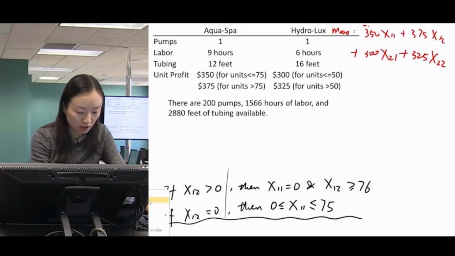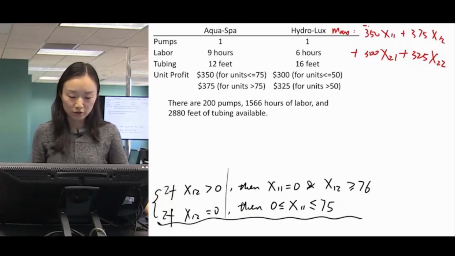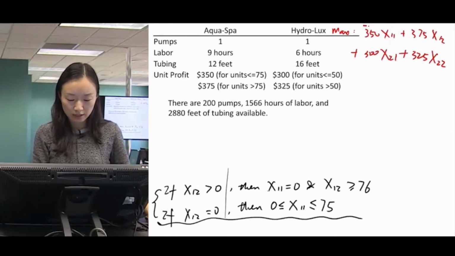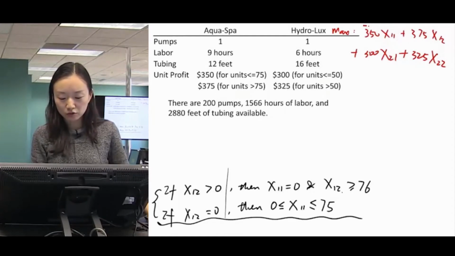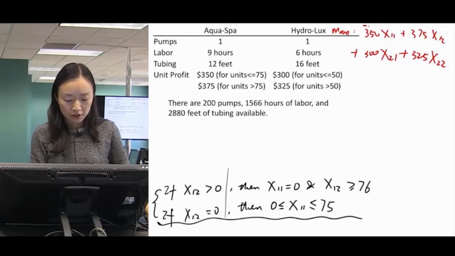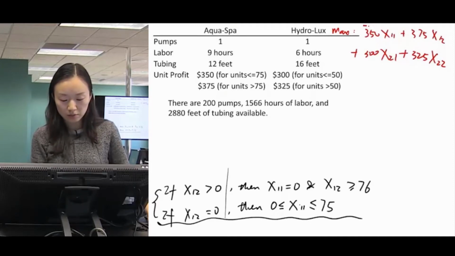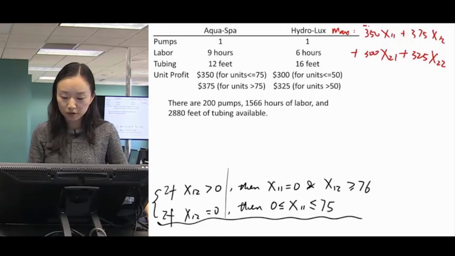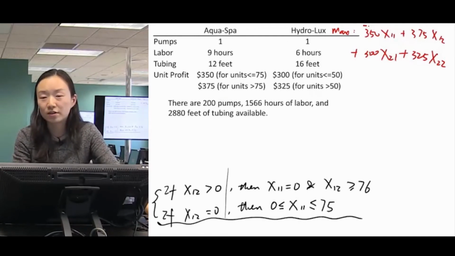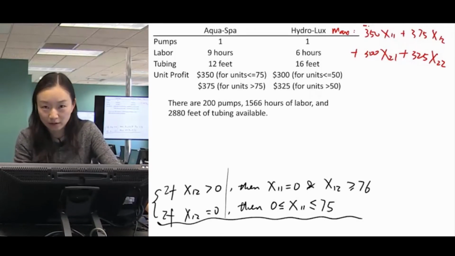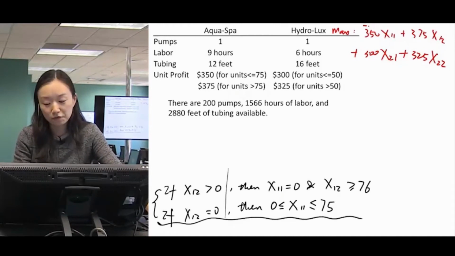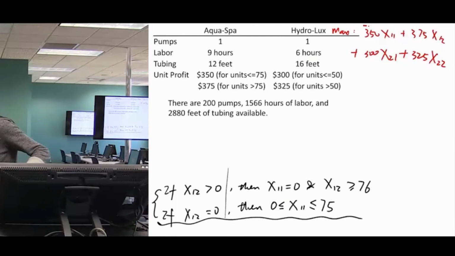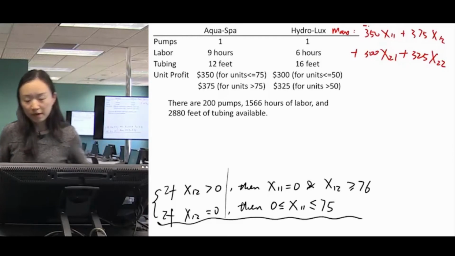Here, let's look at this condition that we're going to try to solve then. If x12 is greater than 0, then x11 needs to be equal to 0, and at the same time x12 needs to be greater than or equal to 76. And the other situation, if this is 0, then the other variable needs to be between 0 and 75. Just take a look and see if there is anything that rings a bell. Does it look familiar to you? Pick any part of it.